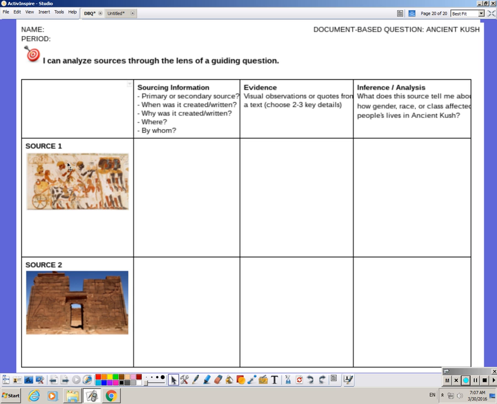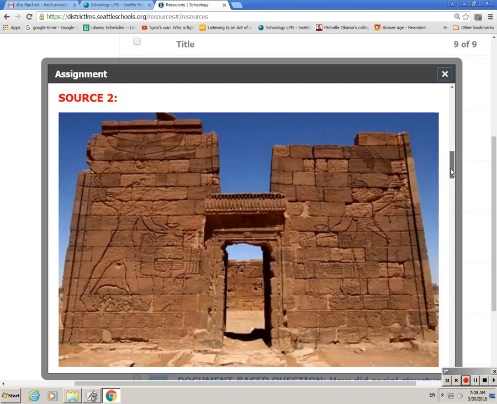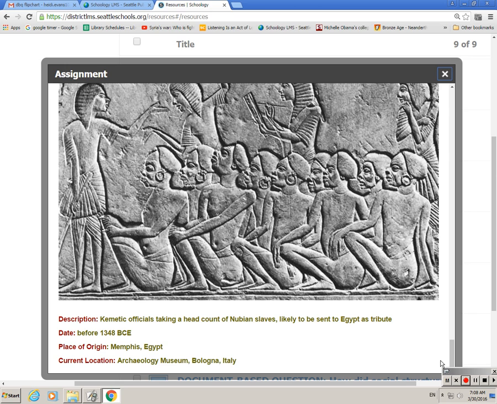All right, so you're ready to go to your chart. You've got 2 visual sources to analyze. Then you're going to choose a text, choose source 3 or 4, and then choose 2 additional sources from the sources that are posted on Schoology. Skimming down here on the page. All right, go ahead and start.